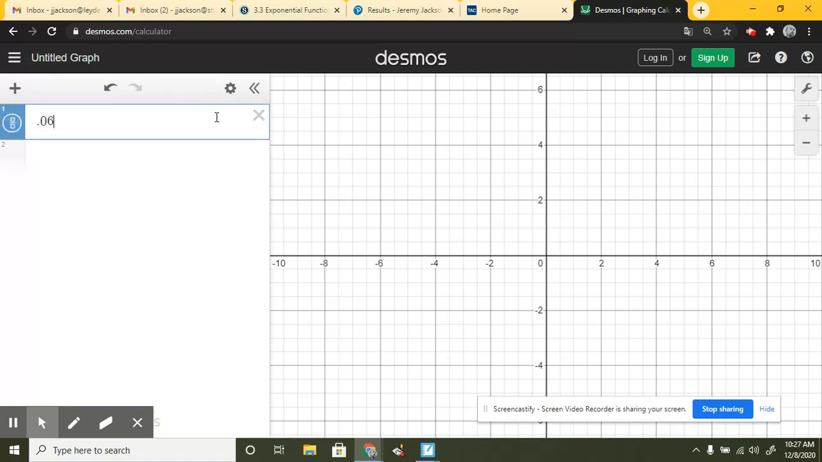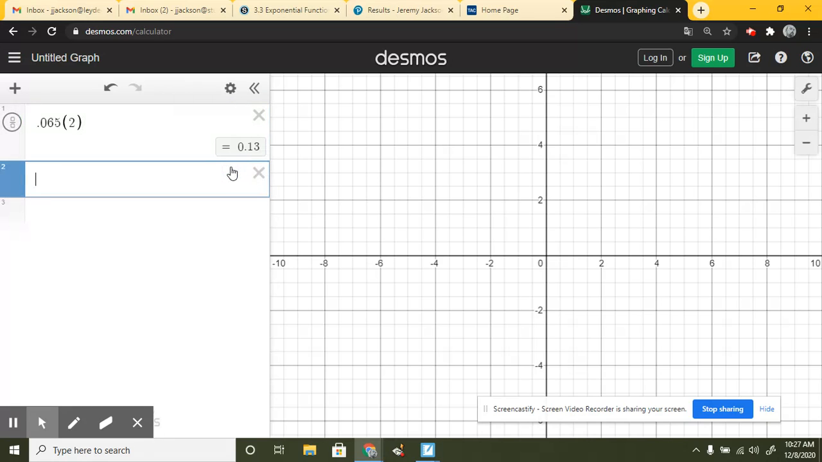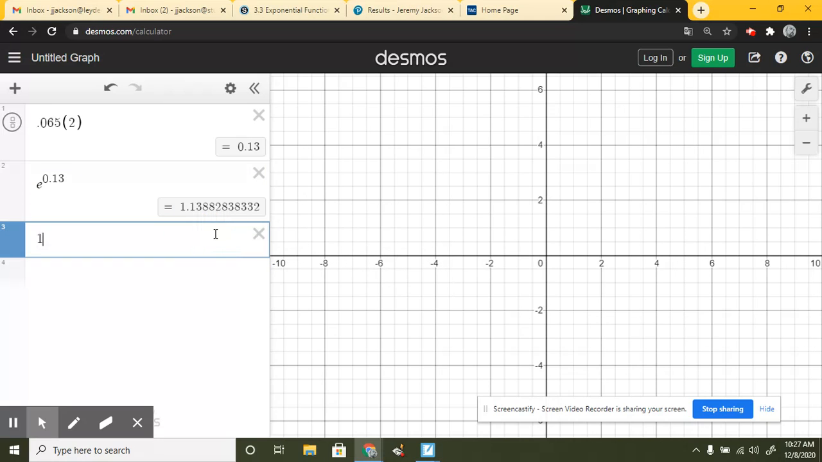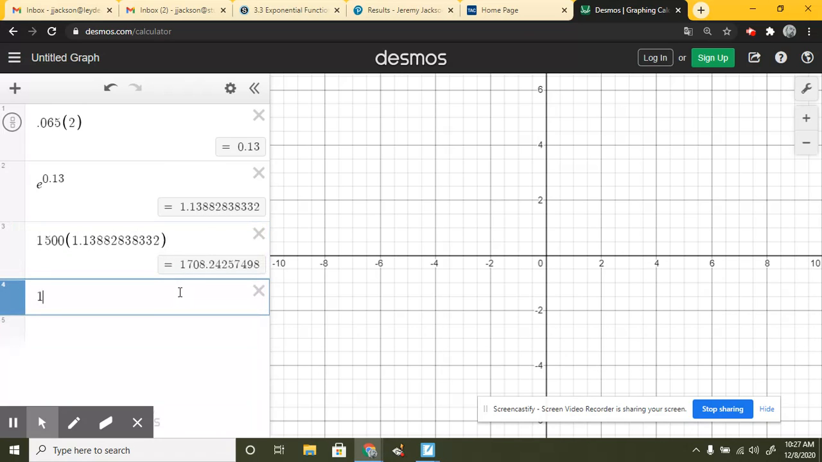So 0.065 times 20 is 0.13. I might even do this. Oops. E to the 0.13 here. And then I might just copy this, because we're supposed to do our exponents before we do our multiplication, right? And just put that right here, our final answer. Now, you'll get the same thing if you do this, okay? But when you get into the exponential level, I would again advise that you use parentheses, okay?